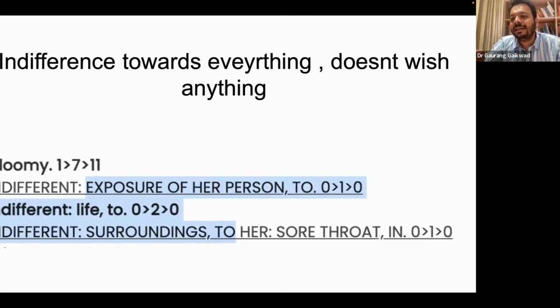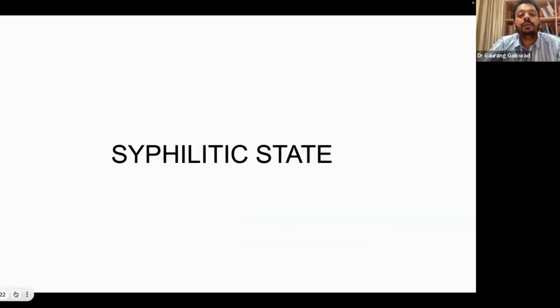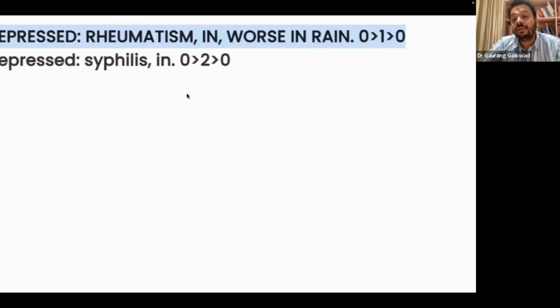It's a much later stage of syphilitic miasm. So that's why the symptom: indifference to exposure of her person. Phytolacca, ladies and gentlemen. Deep syphilitic state. Interestingly, there's a very nice rubric which I use here in India very often, and I think you can use it in your country, perhaps in Ireland also, in Turkey, in Hungary, everywhere.